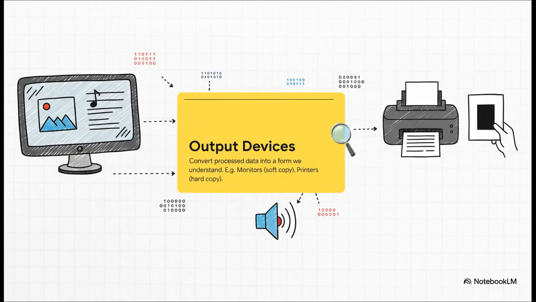And you guessed it, output is the street coming right back at you. After the CPU has done all its work, output devices, like your monitor, translate that processed information back into a form that we can understand, as images or text or sound. A monitor gives you what's called a soft copy, which is temporary, while a printer gives you a hard copy you can actually hold in your hands.